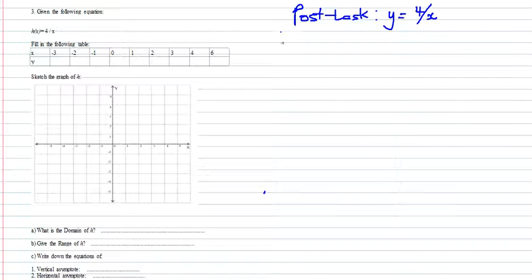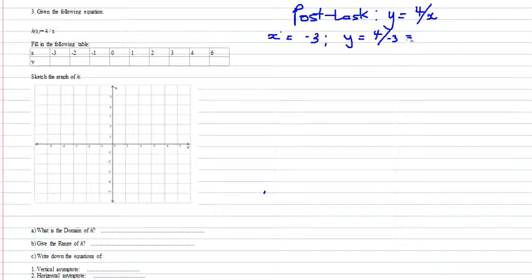Remember, we do not need to calculate all the values on the table, as a few values that will show us the spread of the points are sufficient to draw the graph. So let's look at the first x value, which is x equal to -3. I'm going to substitute this value into my function y equal to 4 over x. So I'll get y equal to 4 over -3.